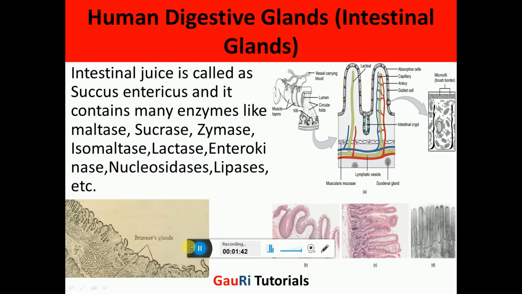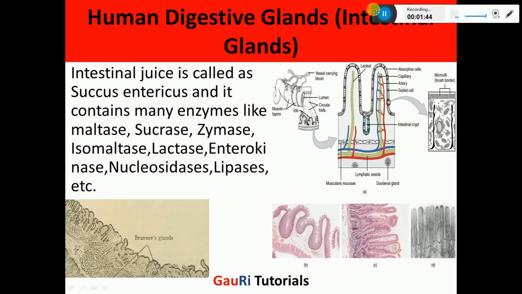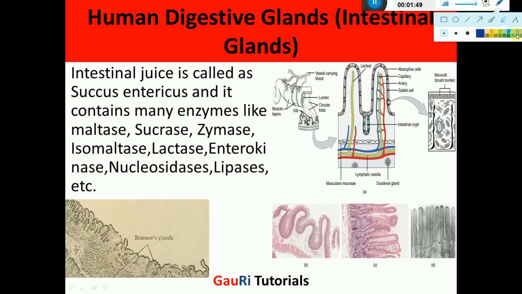Now the intestinal juice is termed succus entericus. This is the name given to the intestinal juice, and it helps in the digestion of food. It contains many enzymes like maltase, sucrase, zymase, isomaltase, lactase, enterokinase, nucleosidases and lipases. We will study the function of each and every enzyme when we study the process of digestion, and what these enzymes act upon and how they digest the food which is taken up by us.